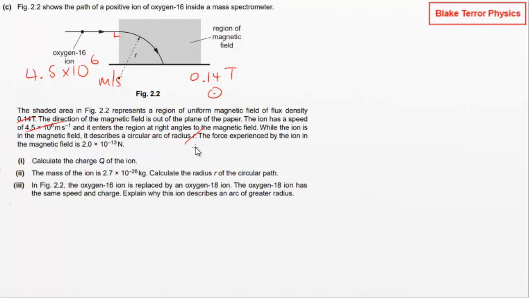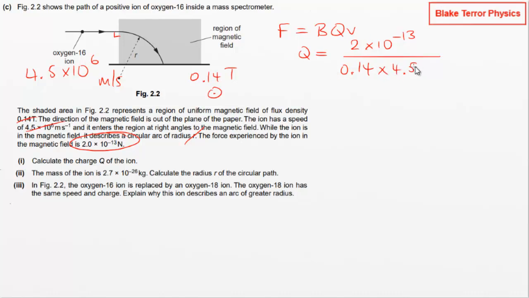The force experienced by the ion is that. Calculate the charge Q on the ion. So the force on a charged particle moving in a magnetic field is BQV. So Q, which is what we're after, is going to be our force, 2 times 10 to the minus 13, divided by our B, which is 0.14, multiplied by the V, which is 4.5 times 10 to the 6.